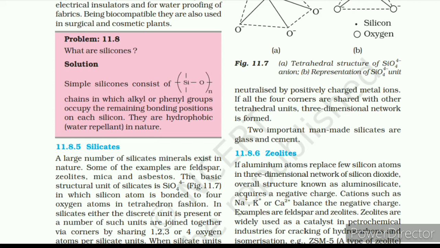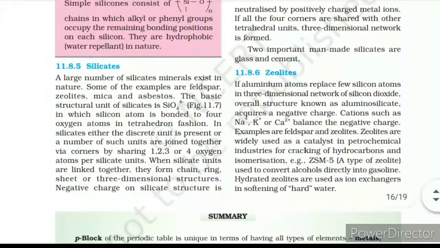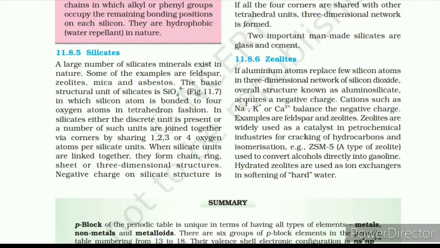Zeolites are widely used as catalysts in petrochemical industries for cracking of hydrocarbons and isomerization. For example, ZSM-5, a type of zeolite, is used to convert alcohols directly into gasoline. Hydrated zeolites are used as ion exchangers in softening of hard water.